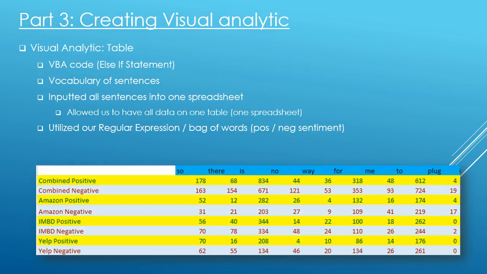So how we did it here, you can see the combined positive negative, Amazon positive negative, all the way down through each spreadsheet, and it shows the amount of times we summed up for each word that's utilized. And again, we used our regular expression and then code from Cadet Bliss, which we cited in our works cited.